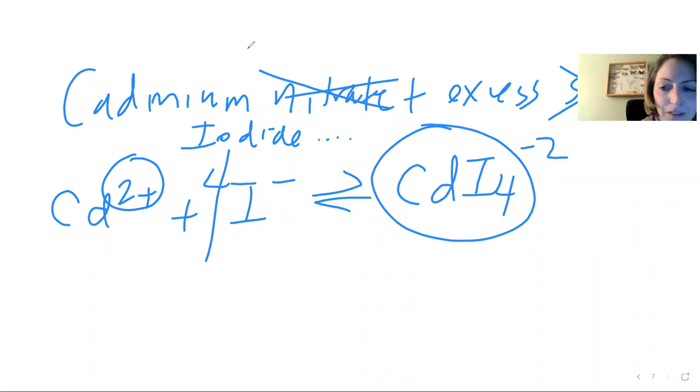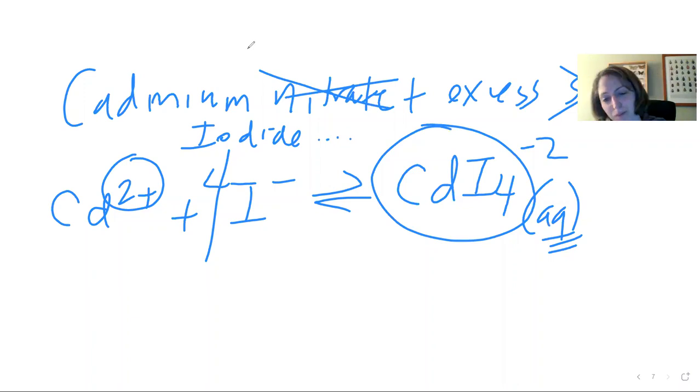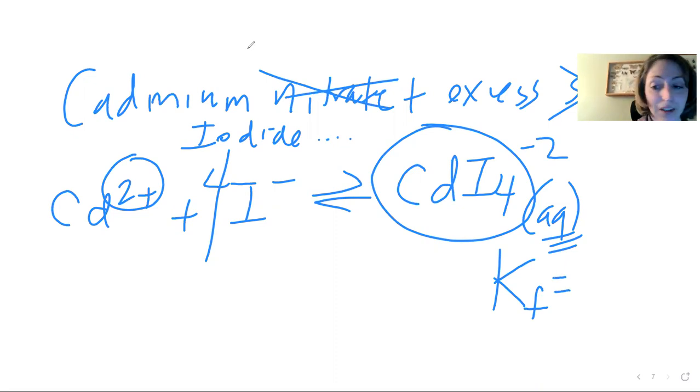Okay, and the thing about complex ion formation is they're never precipitates, never, ever, ever. Their goal in life is that they're aqueous. They make precipitates go away. So it's going to be aqueous, and whatever the K value, which KF is the appropriate symbol for complex ion formation, is just going to be very large. So much greater than 1. Okay, and that's really all you need to know.